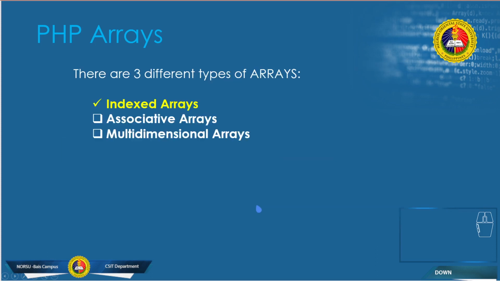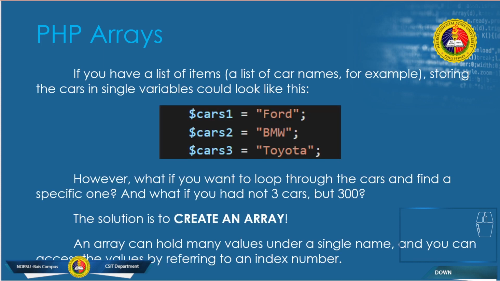So that means there are three types of array. We have indexed arrays, associative arrays, and multi-dimensional arrays. We will start with indexed arrays. So pretty much what we discussed earlier is an example of an indexed array. We'll talk more about the other types of arrays later on, but let's start with an indexed array.